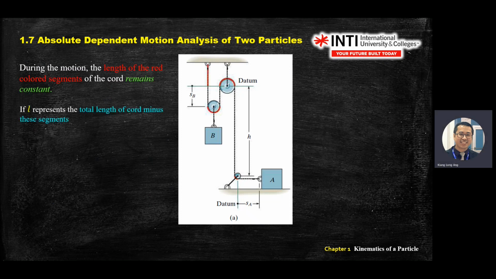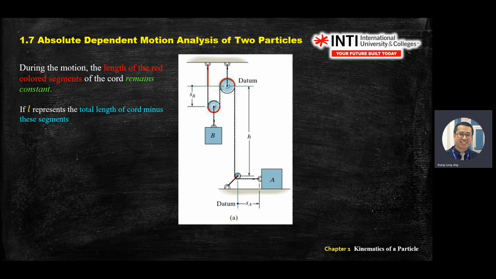Next step, always go for the total length of the cord or total length of the line. So how do you calculate the total length? Nico? Okay, your answer is L total equals SB plus H plus SA. So this is the total length.